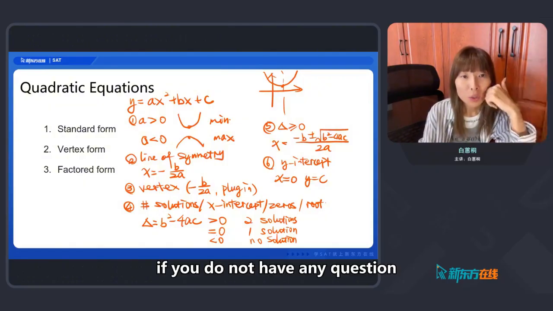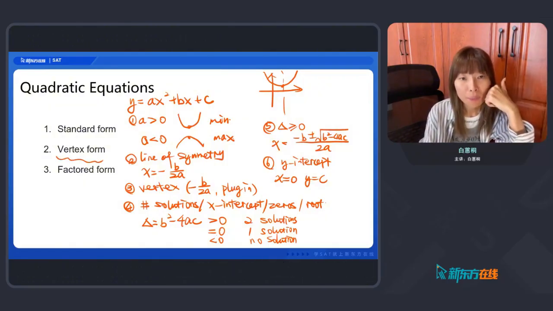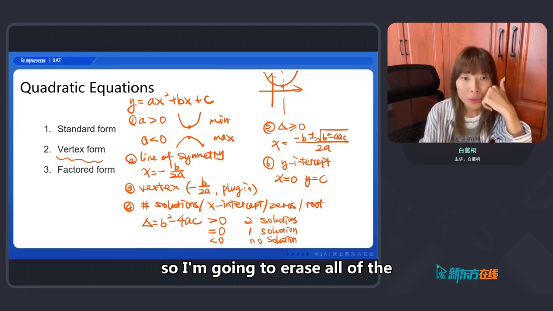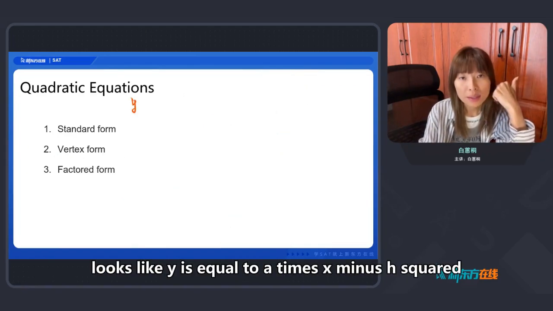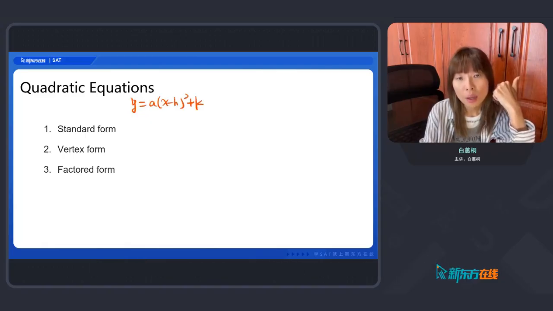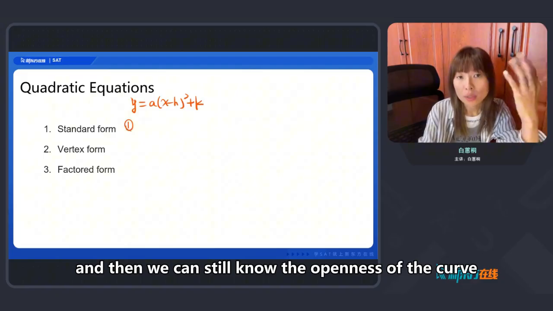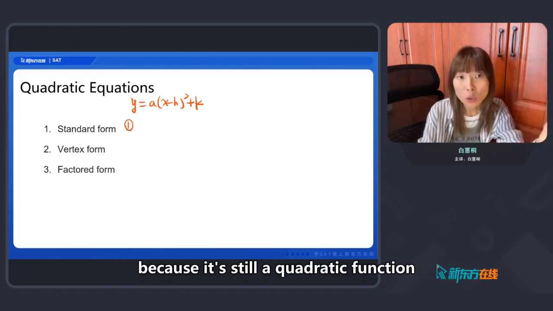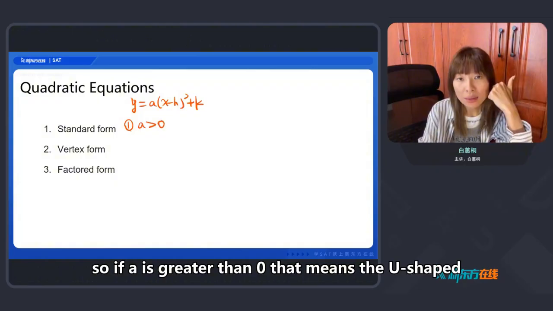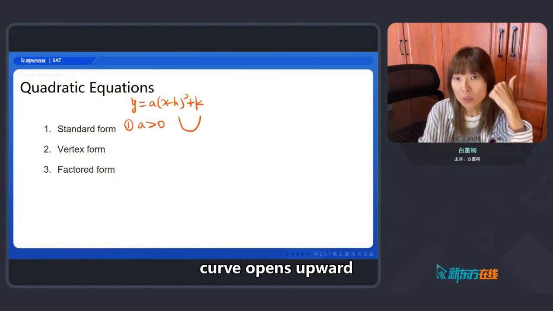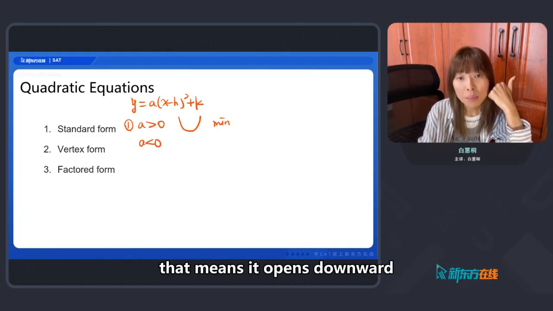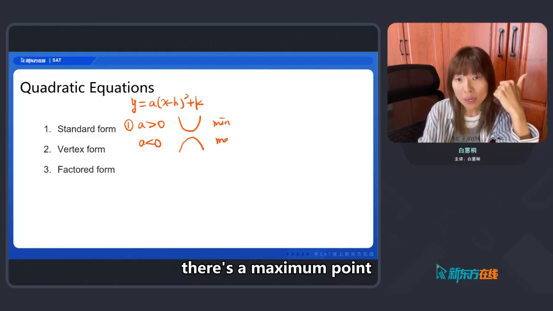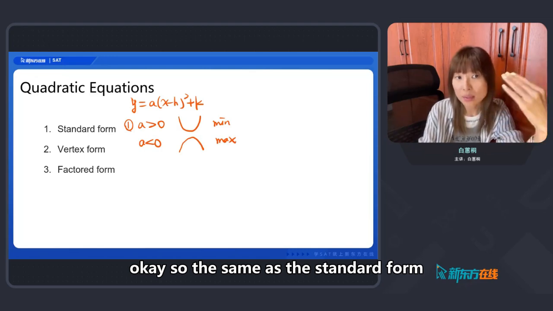If you do not have any questions, let's talk about vertex form. I'm going to erase all of the writing from the screen. Vertex form looks like y is equal to a times x minus h squared plus k. We can still know the openness of the curve, because it's still a quadratic function. If a is greater than 0, the U-shaped curve opens upward, and there is a minimum point. If a is less than 0, it opens downward, and there is a maximum point. Okay, the same as the standard form.